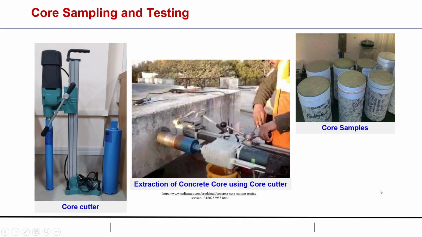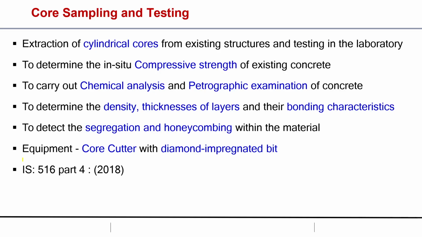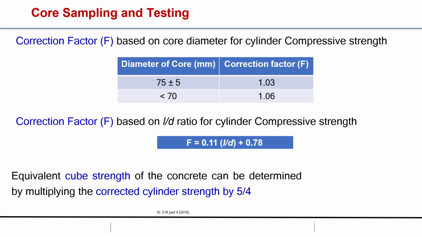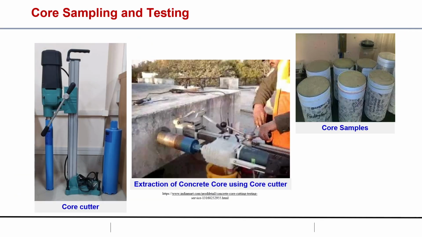In this video, we are going to discuss a very important test, or we can say a semi-destructive test, that is core sampling and testing. So we are going to see different points related to this test. So let's get started. Here you can see the core cutter equipment. So this is the core cutter equipment. Then this is the actual process of extraction of concrete core using core cutter, and these are the core samples.